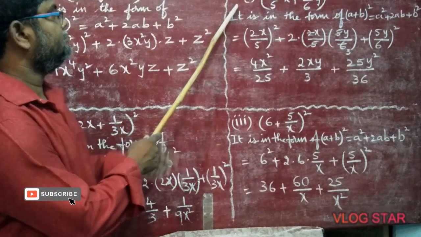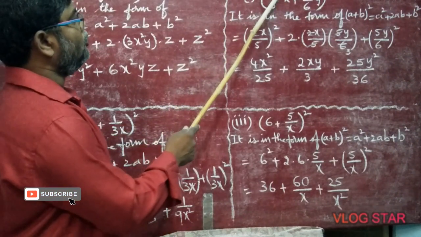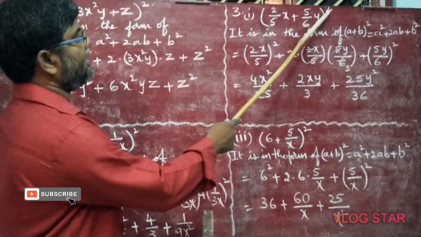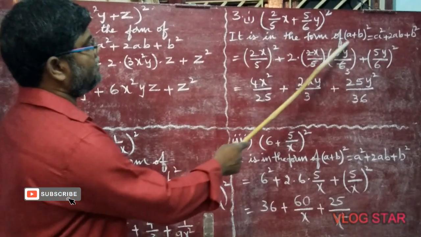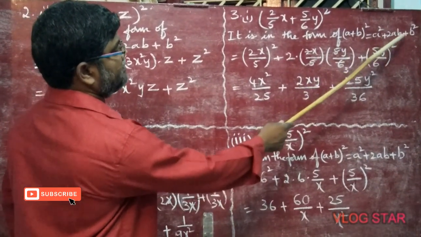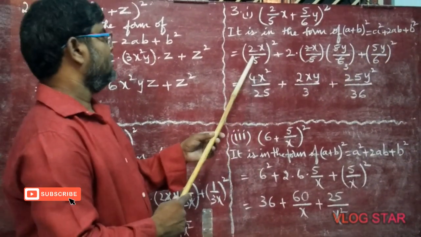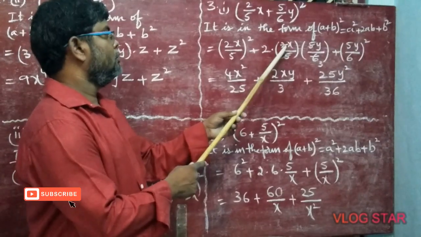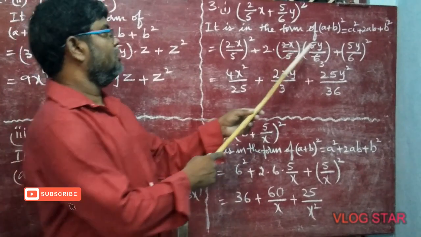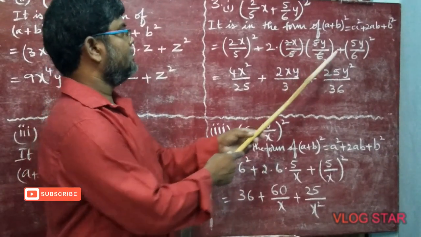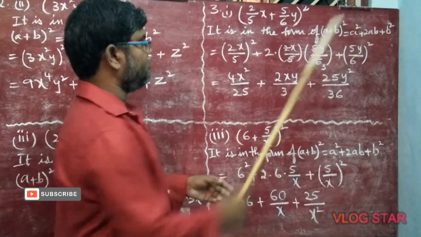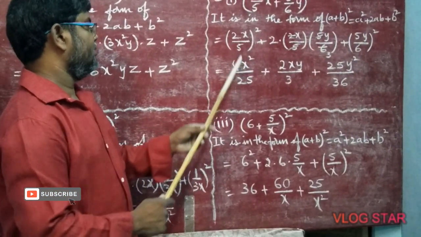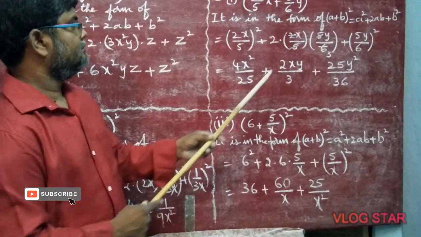Coming to the third problem, first bit: (2 by 5x plus 5 by 6y) whole square. It is in the form of (a + b) whole square: a square plus 2ab plus b square. (2x by 5) whole square plus 2 into 2x by 5 into 5y by 6 plus (5y by 6) whole square. 2 2s are 4, x square, 5 5s are 25.